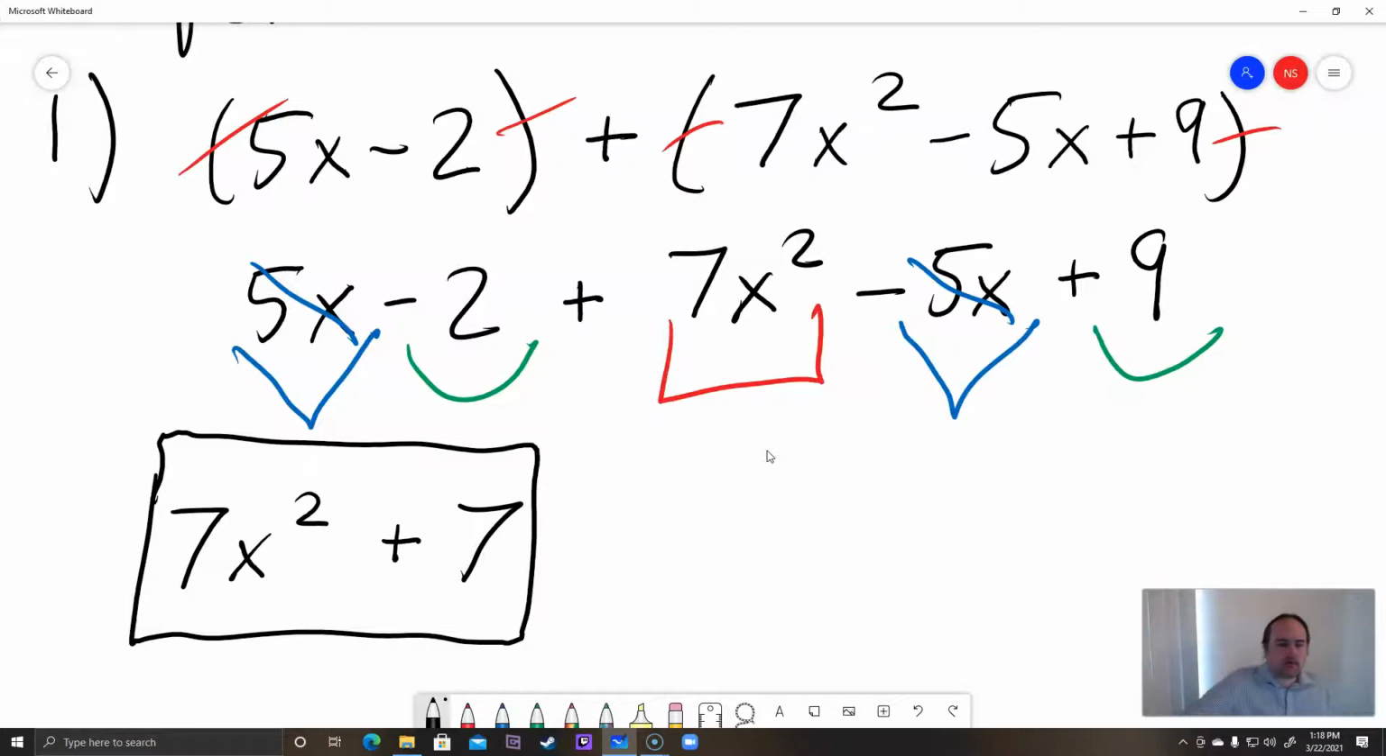I know it's a bit strange because normally people would solve for x. That's what they're used to doing. But here, you're just combining like terms, essentially, and that's it.